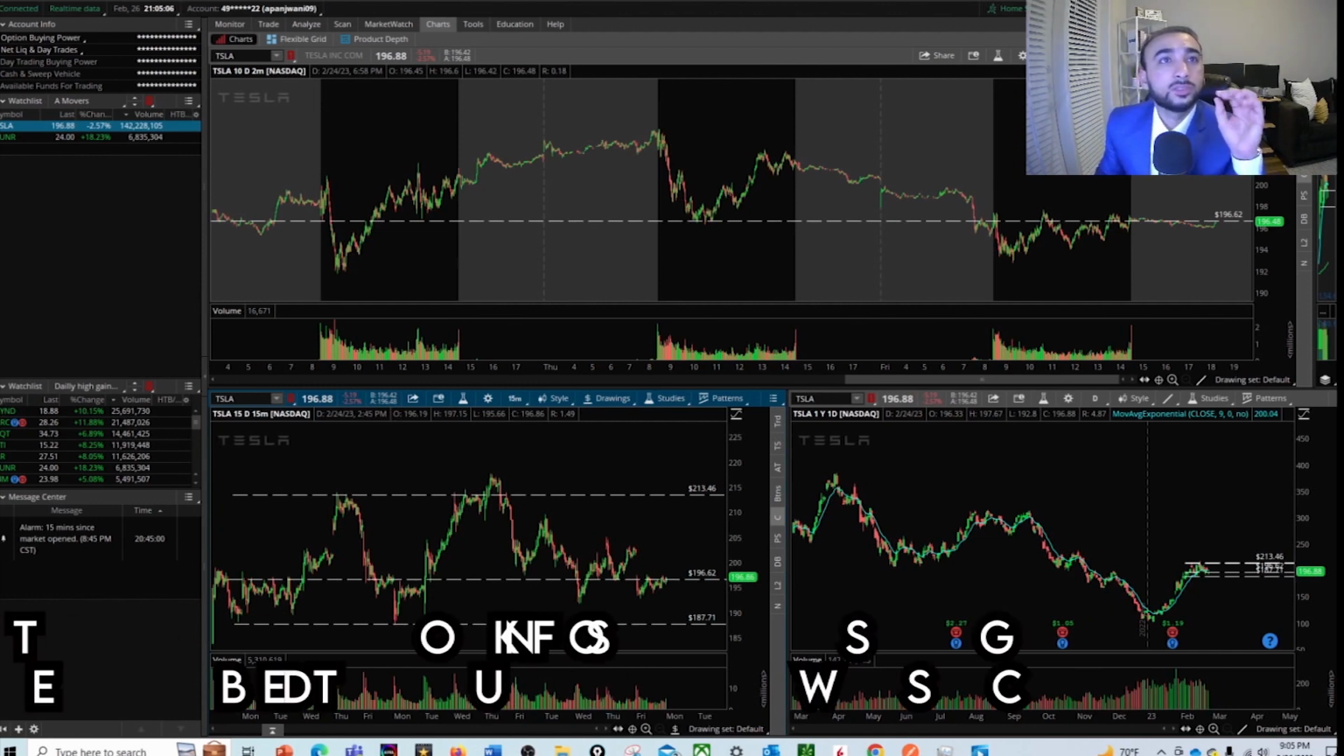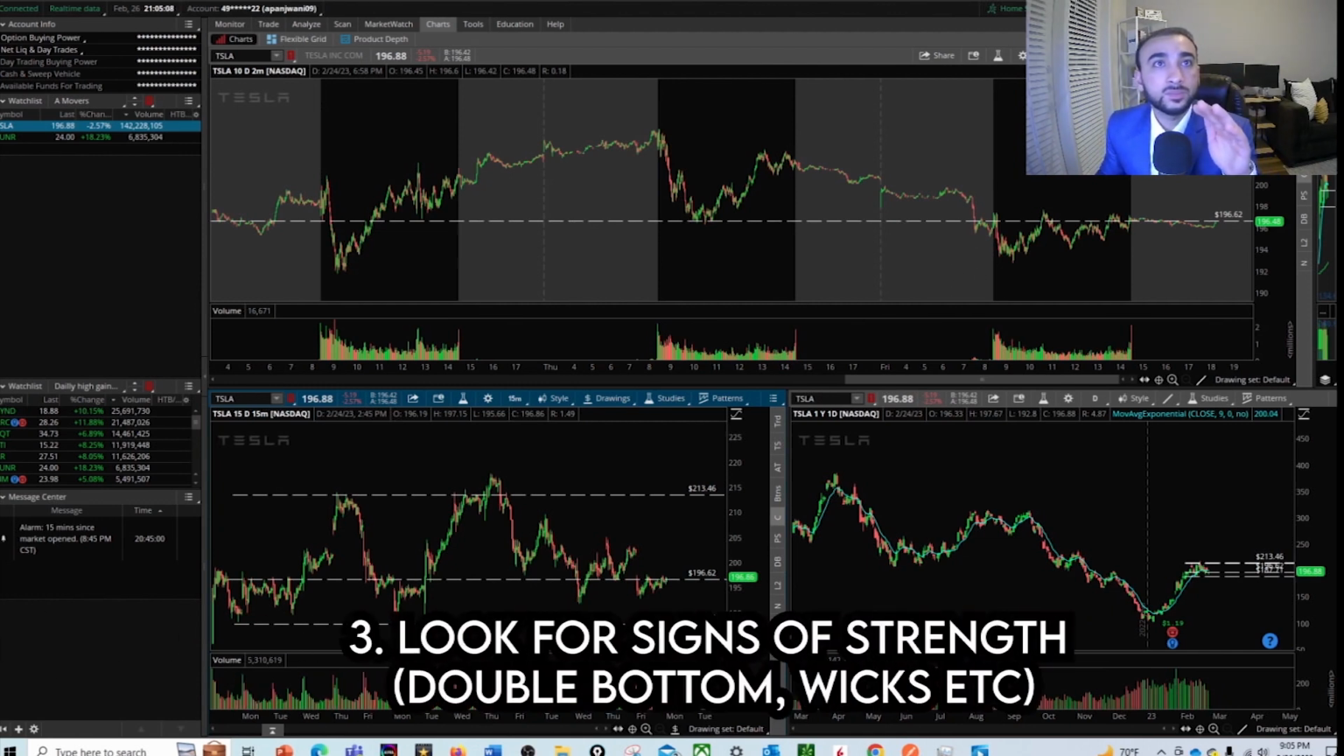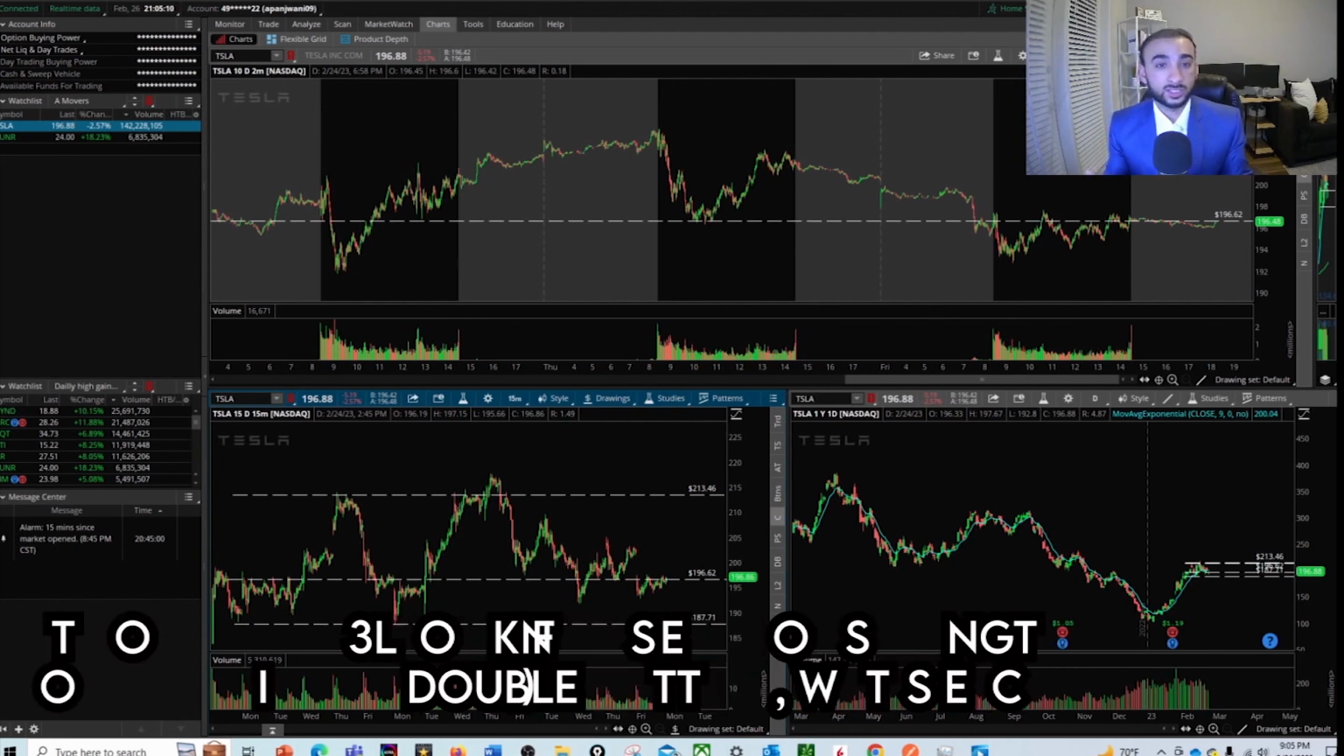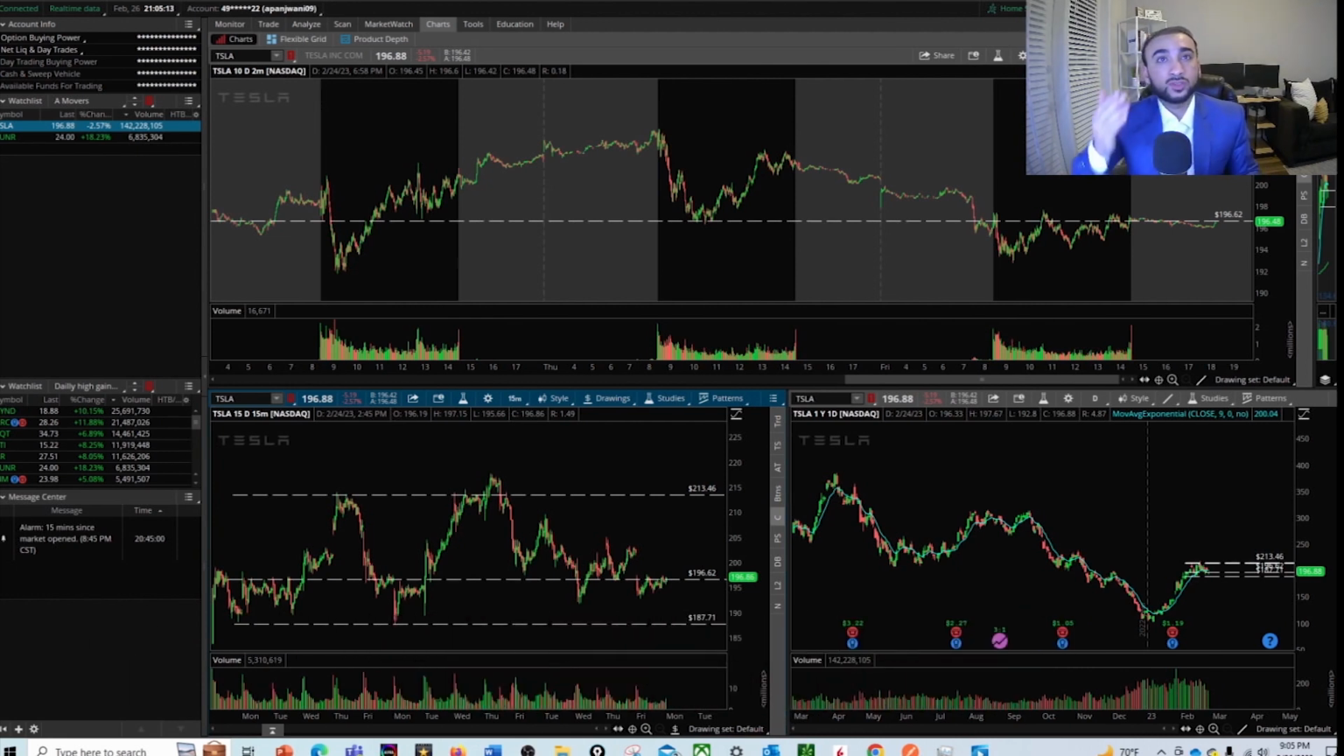Number 3, look for double bottoms or signs of weakness at those reversal levels or at those support levels. If you see a stock is coming down to your levels which you have already predetermined, if it's coming to this level and it starts to show signs of reversal.